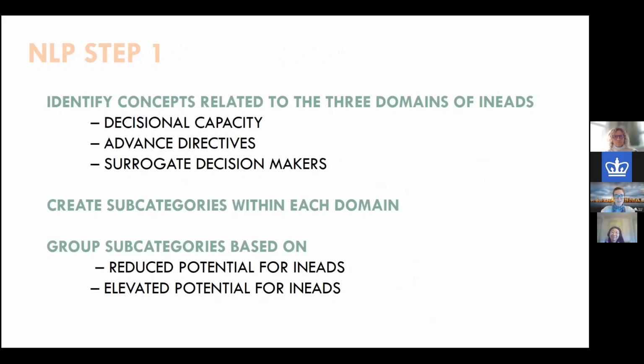So the first step, in a little bit more detail: we wanted to identify concepts related to the three main domains of INEADS as we have defined it. Again, those big buckets are decisional capacity, advanced directives, and surrogate decision makers, right? So whether you have or lack each of these three categories. Then we created subcategories within each of these three domains, again just using our minds to figure out what makes sense to look for and include. And then we grouped subcategories based on whether we thought they indicated that somebody has a reduced potential for being in needs, i.e. it's protective, or whether it meant they would have an elevated potential for being in needs, meaning we thought that this really put them at risk.